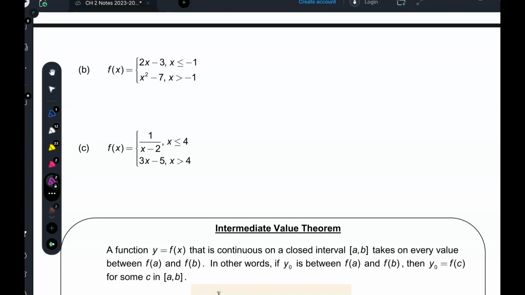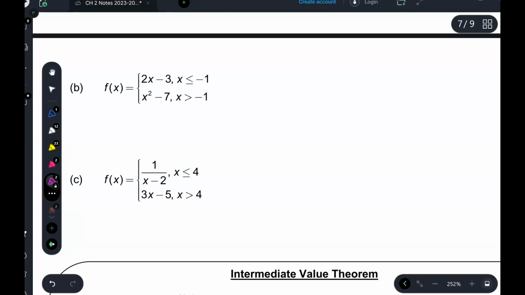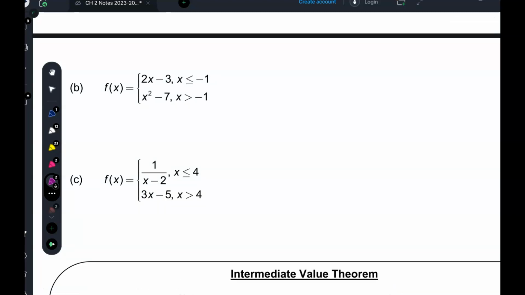-2 to 3. So I think we use the upside down later. Okay, next one. We have a piecewise function. So what's the first thing? Plug in the -1. Plug in the -1 so we can check. I'm going to write that out.